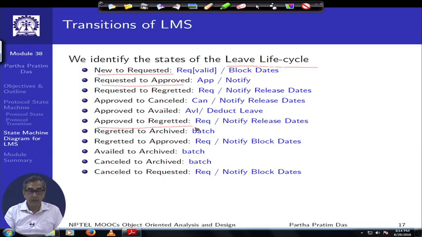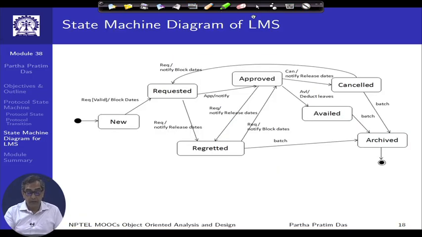So, if we just follow that, then we will be able to identify the different transitions for the leave life cycle, like in terms of new to requested, requested to approved, approved to rejected and so on. So, basically once you have identified the states, you look at what are the transitions that are possible and what are the triggers and preconditions for that, if that can be defined, and you try to do that.